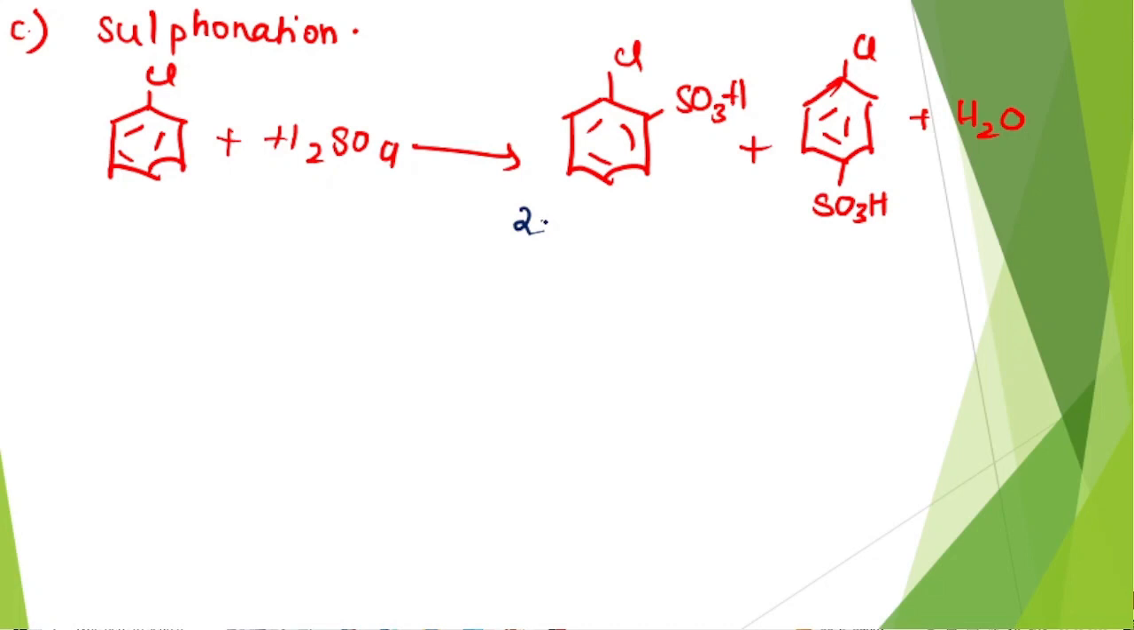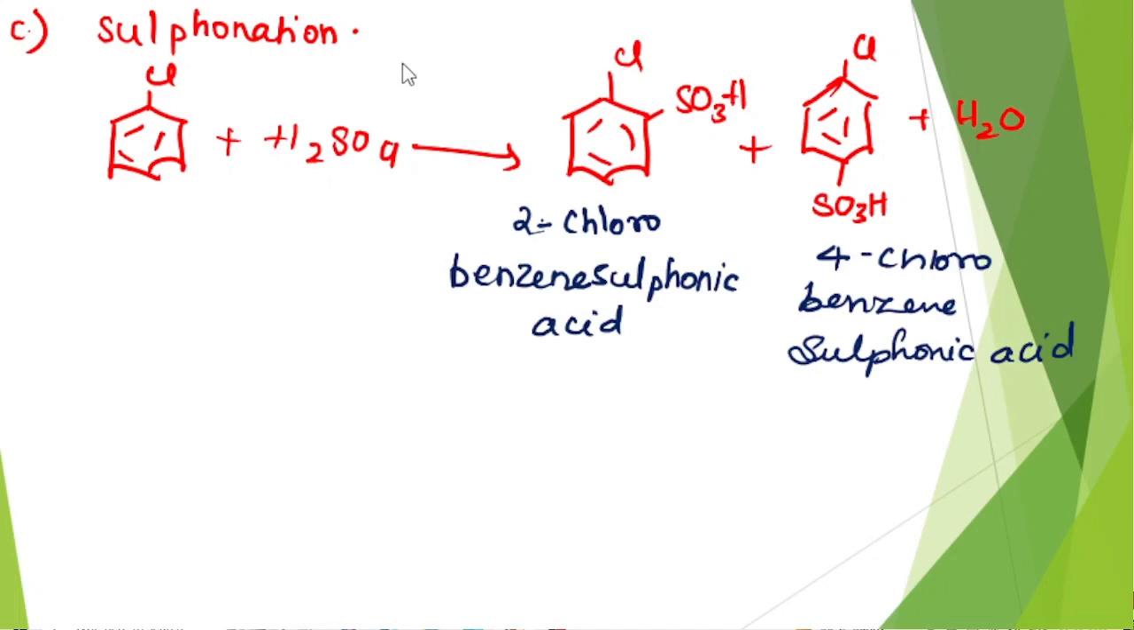So you yourself can determine which is going to be the major product and which is going to be the minor product. And this one is going to be the major product and this one is going to be the minor product. Okay. Next.